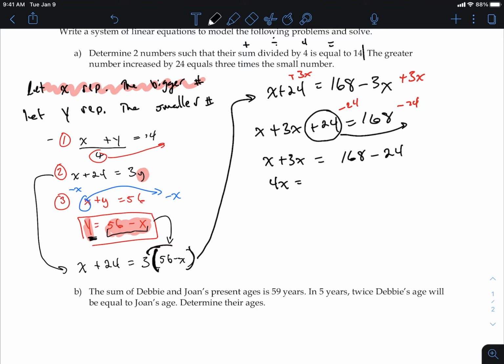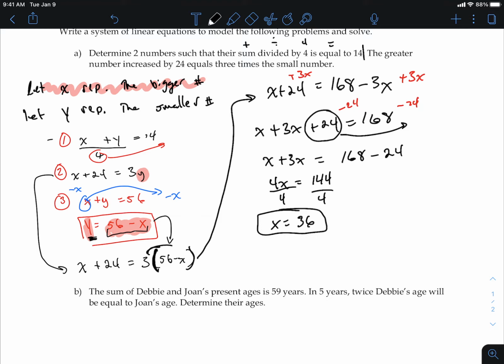168 minus another 24 is 144. Am I right? Divide both sides by 4. x should equal 36. Am I right? Okay.